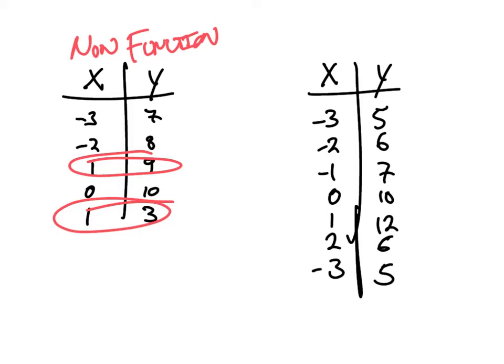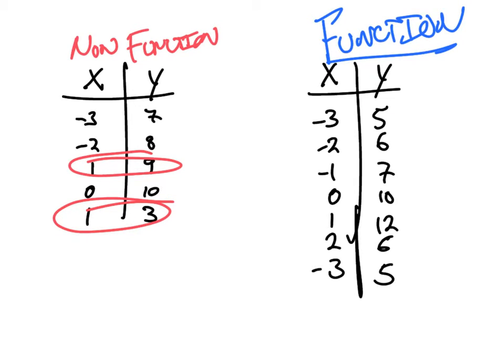That's okay. Your eye also should catch that there are 2 -3s in this table. If there are 2 -3s, you need to double check and make sure that they have the same output. So I have -3 and 5, and -3 and 5. This is good. This is a function because each input has a unique output. I put in -3, I get 5. Put in -3, I get 5.